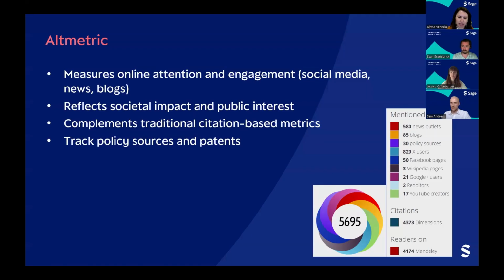Altmetrics measure online attention and engagement, which typically peaks immediately after publication and then tapers off. They also reflect the societal impact and public interest of an article, so it's a nice complement to those traditional citation and download-based metrics. A strength of altmetrics is that they capture non-academic impact and real-time attention on an article, but a limitation is that they may be influenced by hype or media coverage trends.